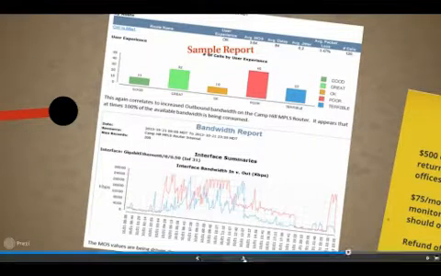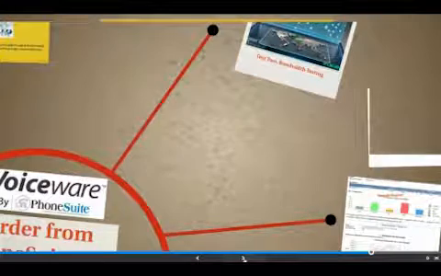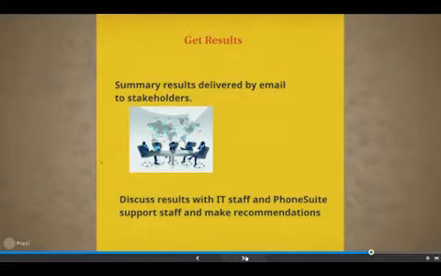So this is the kind of report we share with you. We'll deliver all that by email to the stakeholders that you present, and then we'll discuss that with you over the phone and via email as well, and make recommendations for you. Again, the entire idea here is to make sure before you leap into SIP trunks that you actually have the network necessary to make them work successfully.